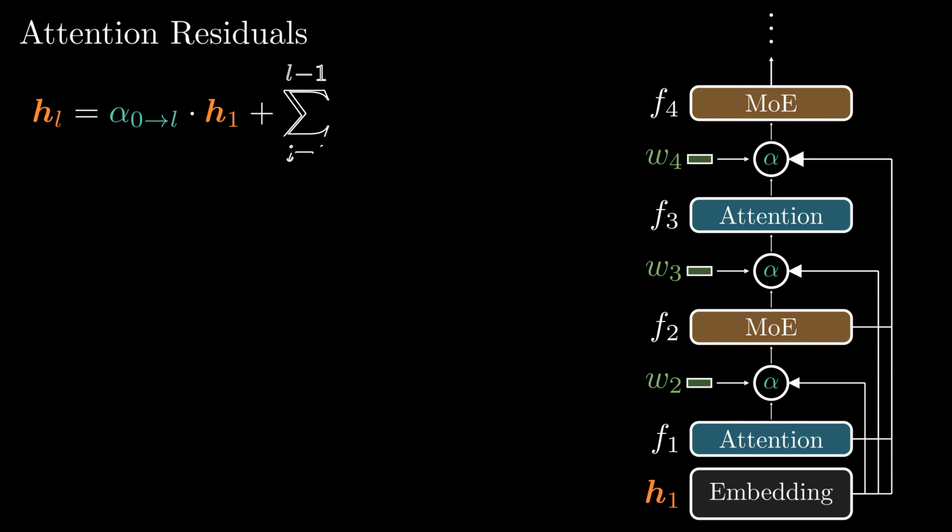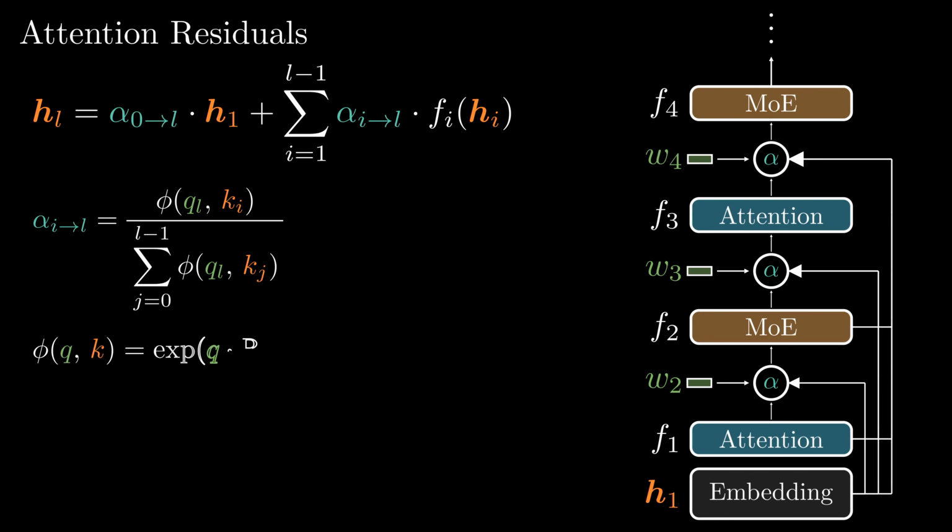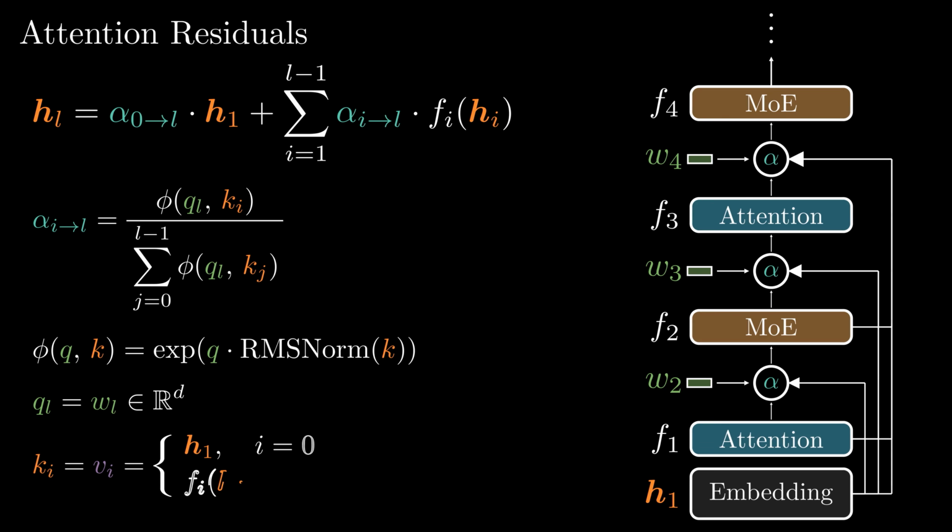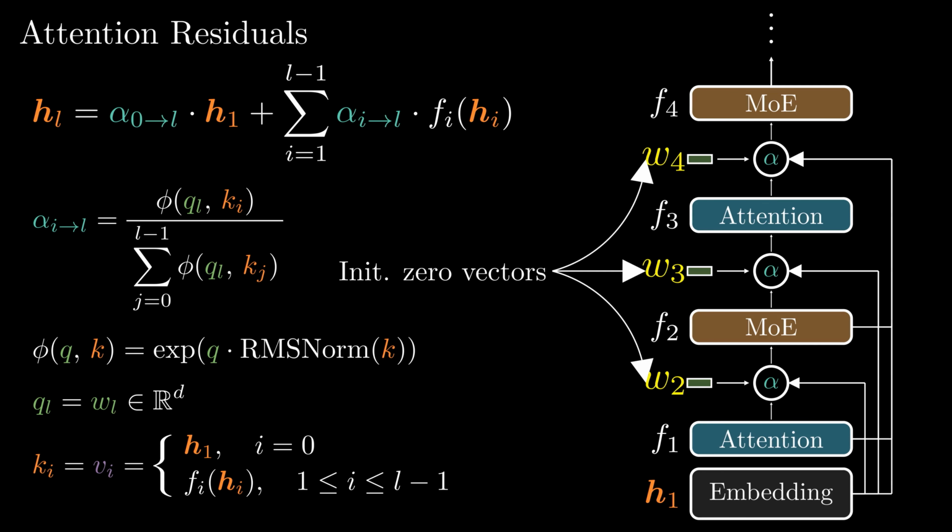Here is the general equation. The attention weights are computed by the vector dot product between the query vector and the normalized key vectors. The key and values vectors are just the layer outputs. One important implementation detail is that we initialize these per-layer trainable query vectors to 0. It ensures that at the beginning of training, the attention is just a simple uniform average, which closely resembles standard residual connections.